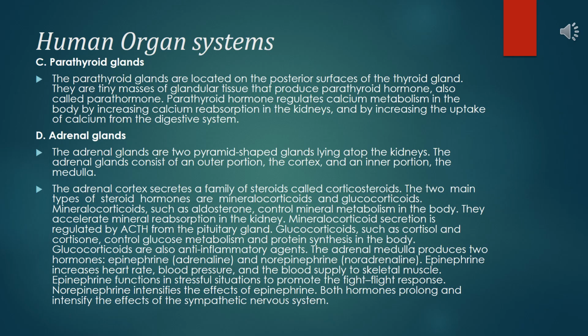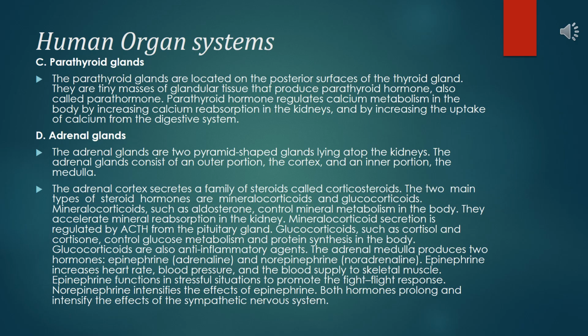D. Adrenal glands. The adrenal glands are 2 pyramid-shaped glands lying atop the kidneys. The adrenal glands consist of an outer portion, the cortex, and an inner portion, the medulla. The adrenal cortex secretes a family of steroids called corticosteroids. The 2 main types of steroid hormones are mineralocorticoids and glucocorticoids.